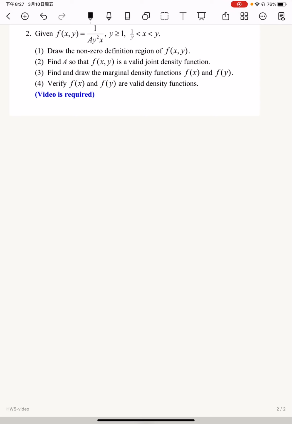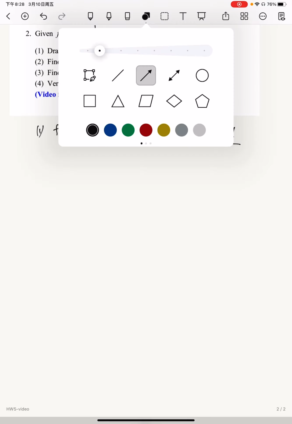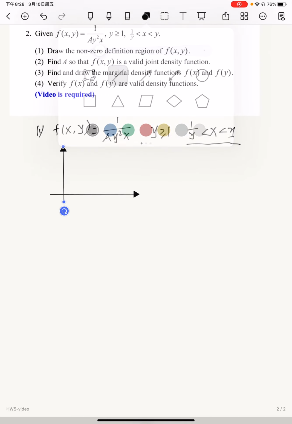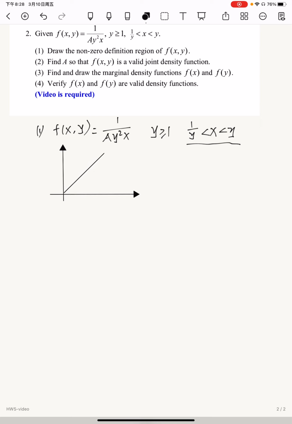We know that f(x,y) equals a y squared, x and y greater than or equal to 1, and here is the condition. We know that. So let's draw this. Here is x, y, and y is greater than x. So let's draw the line x equals y.